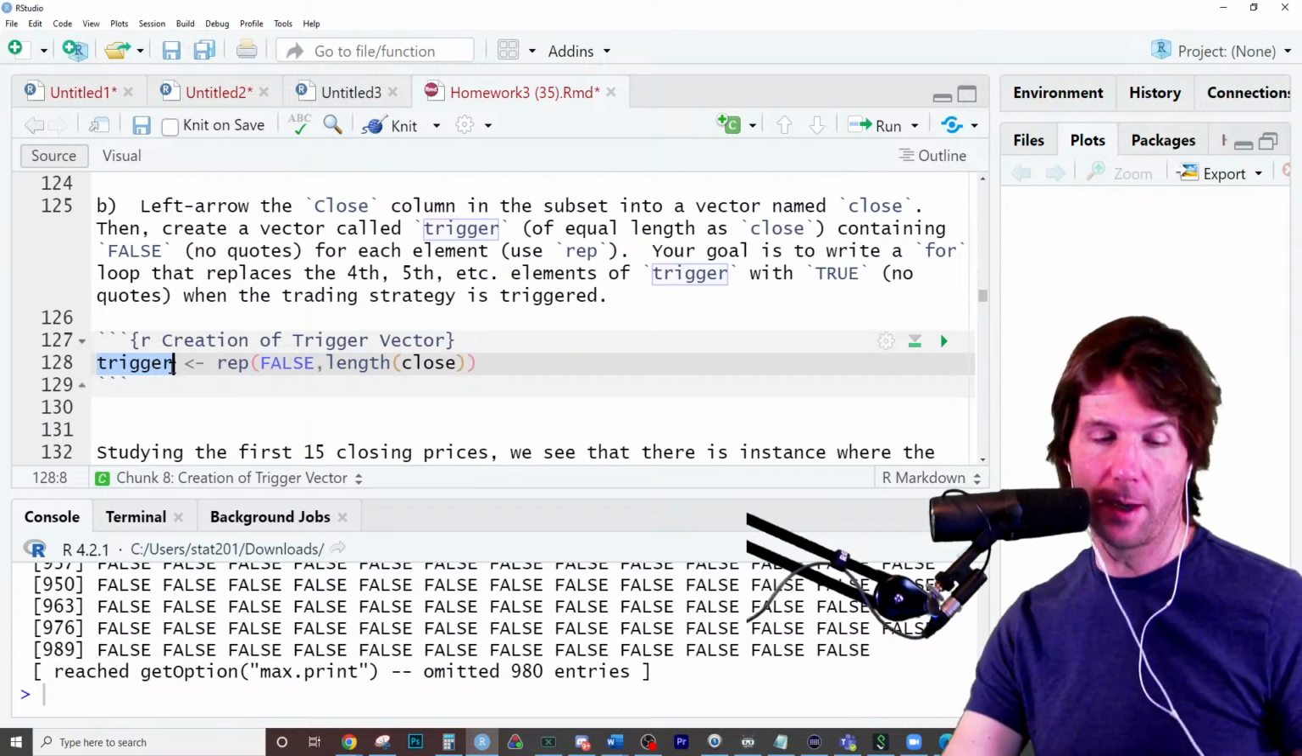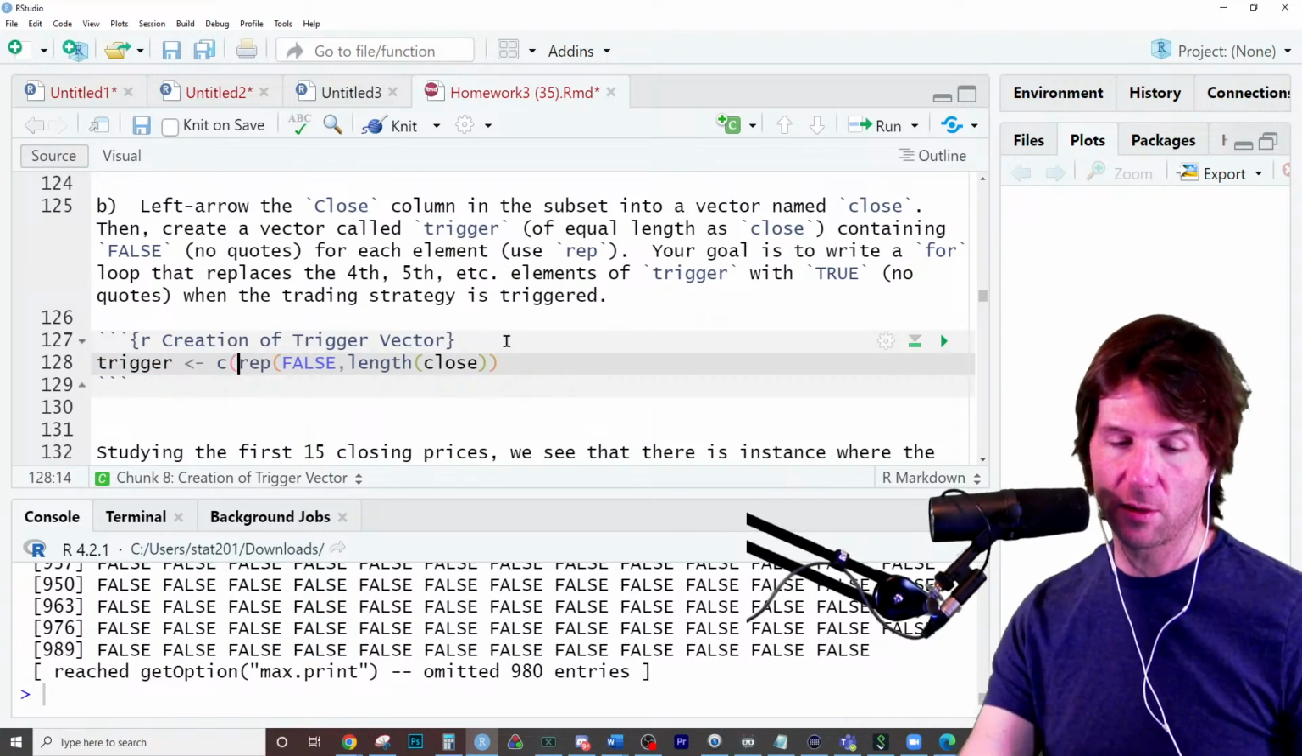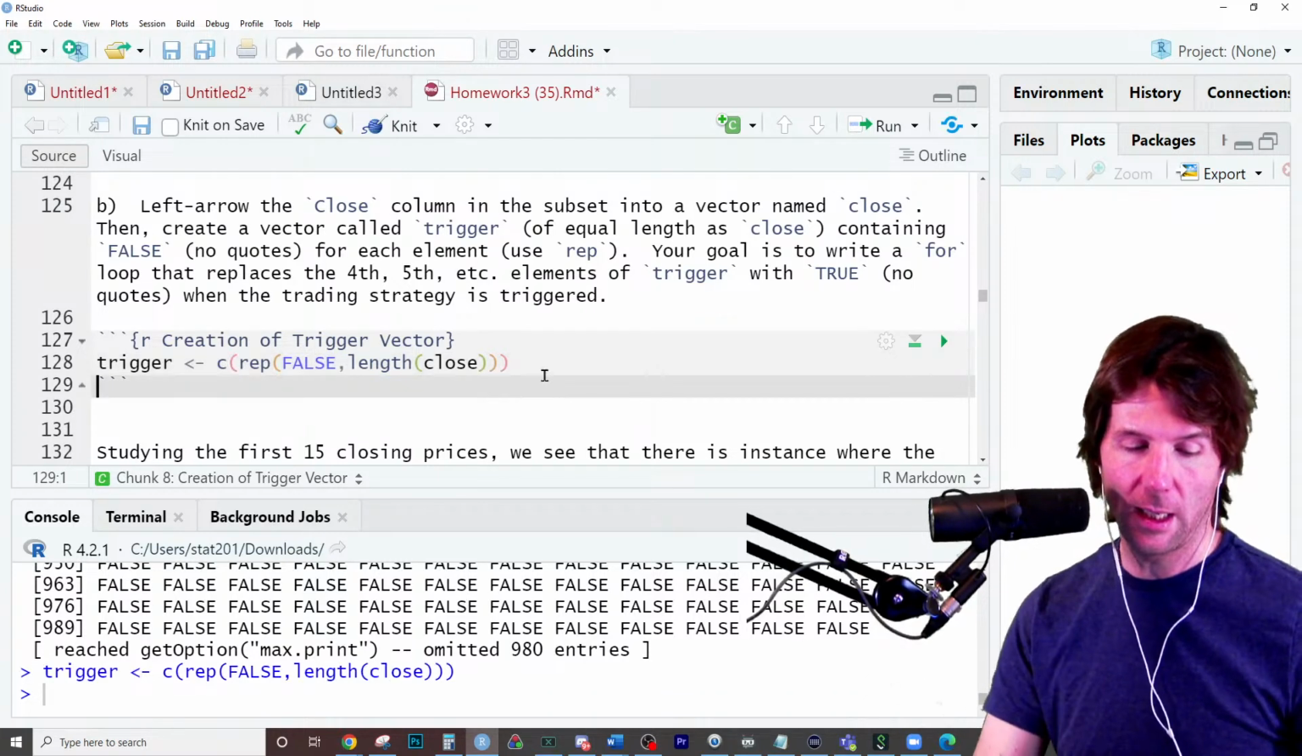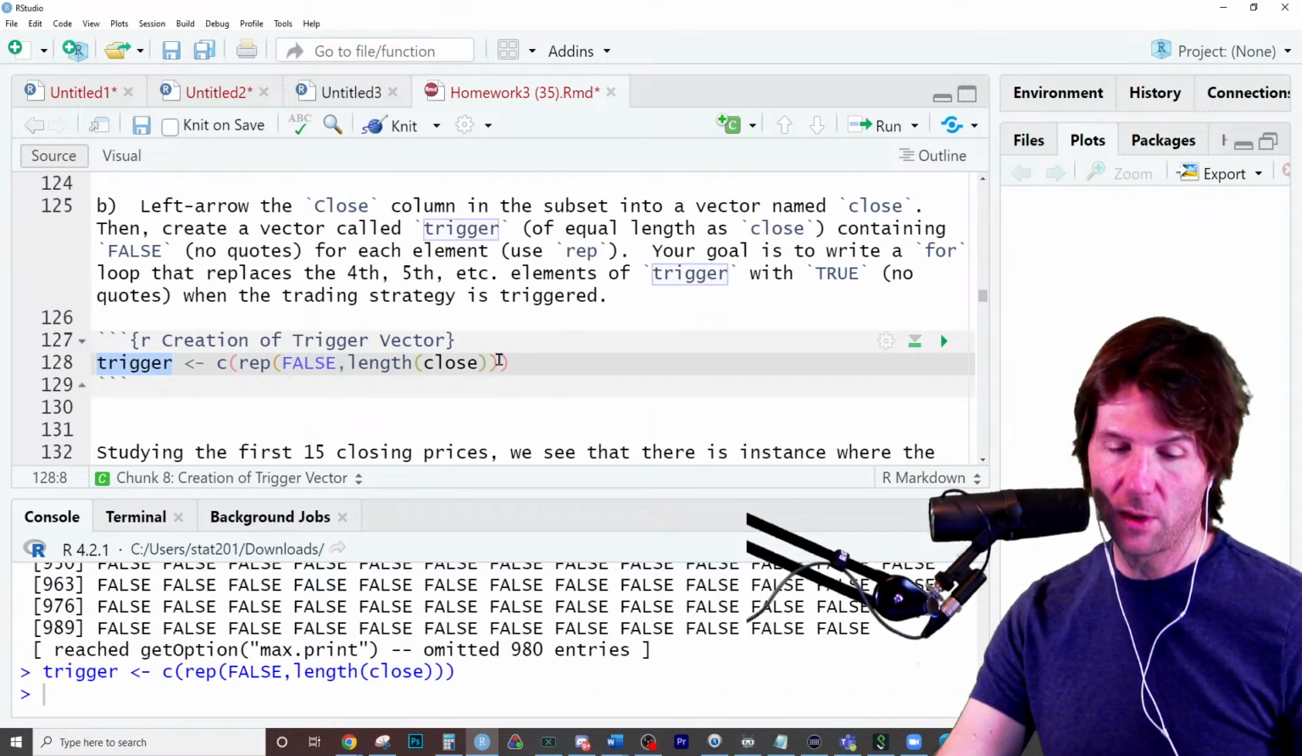You can do concatenate rep. The rep already does a vector for you, so you can do concatenate and it'll do it. But then you'd get the option to put something at the start of it.